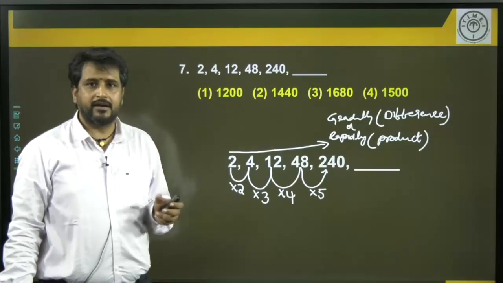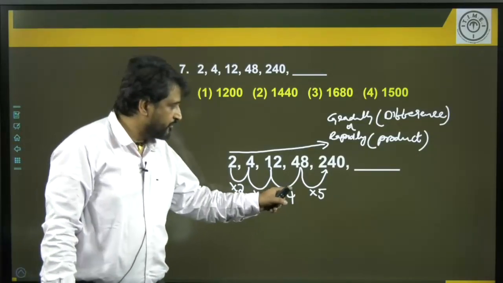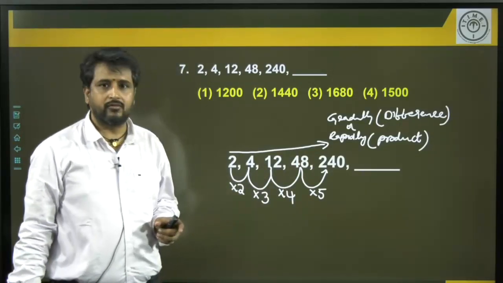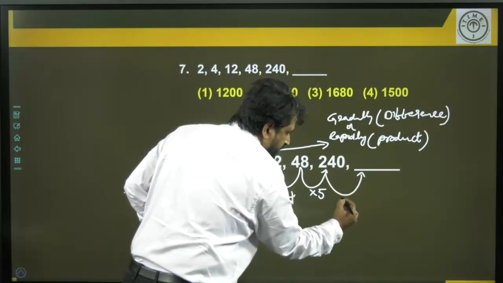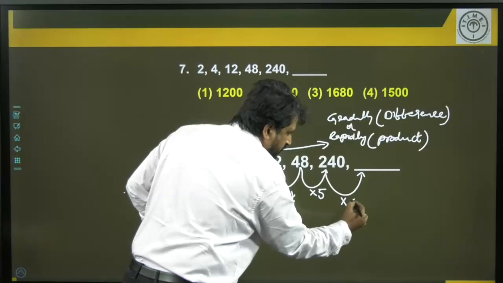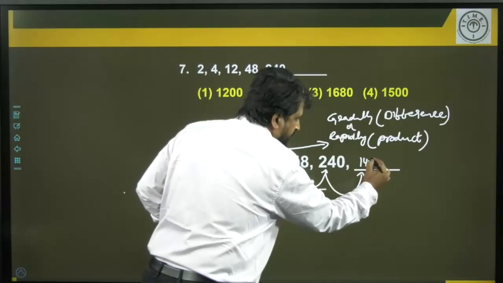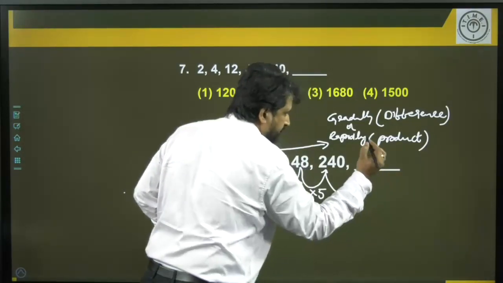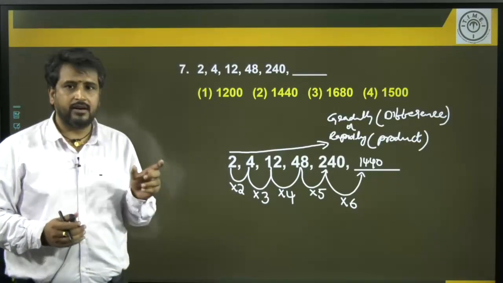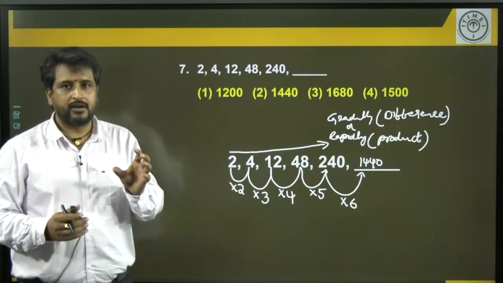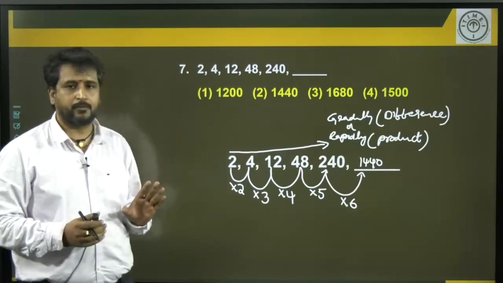So what is the next number I need to consider? 2, 3, 4, 5 are consecutive natural numbers. So after 5, the natural number is 6. So 240 into 6 is 1440. If the numbers are increasing gradually, apply the difference logic. If the numbers are increasing rapidly, apply the product logic.